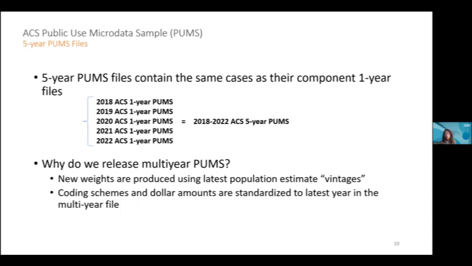For example, there are new weights that are produced for these records so that the weighted population matches the latest population estimate. Dollar amounts have an adjustment factor to standardize them to the latest year so that no one is comparing varying levels of inflation. Other coding schemes are updated, such as ancestry and occupation, so you don't have to recode those yourself.